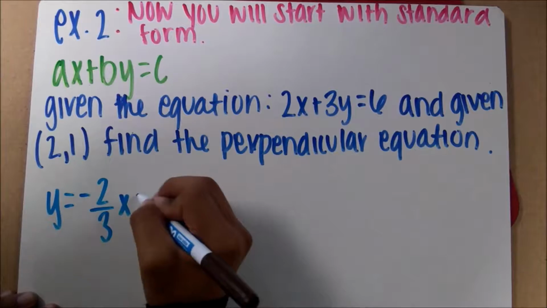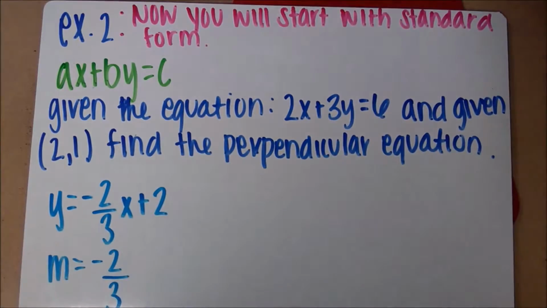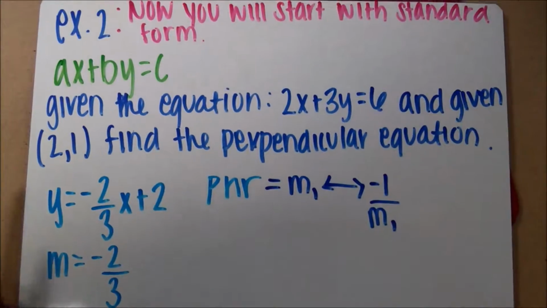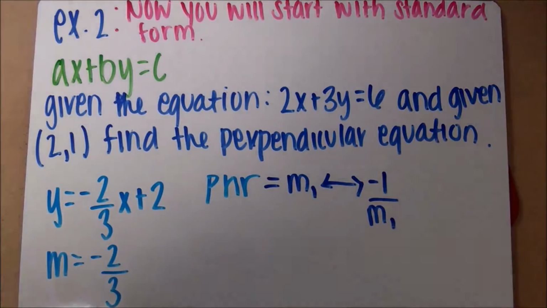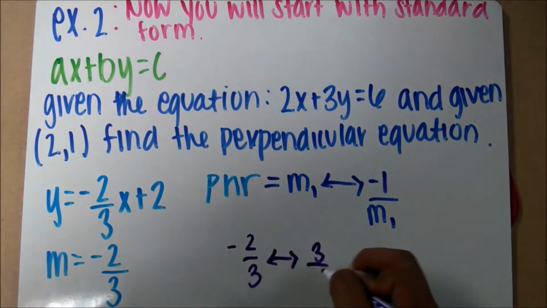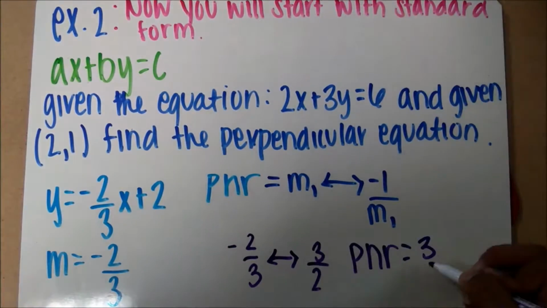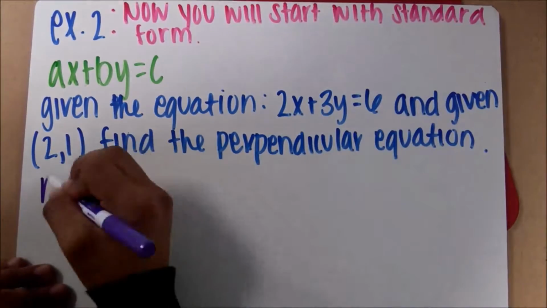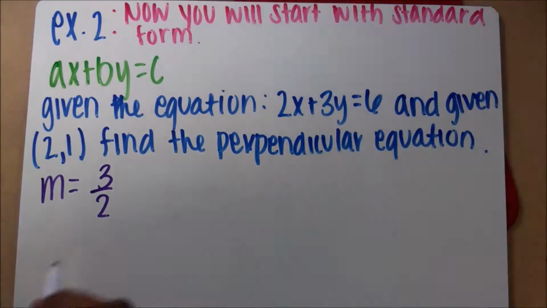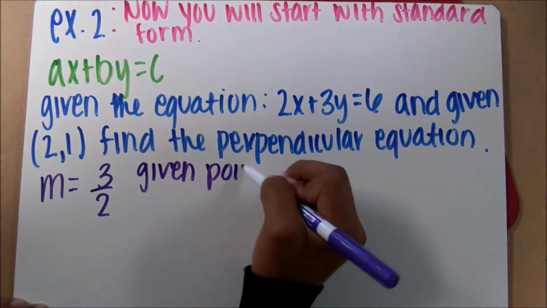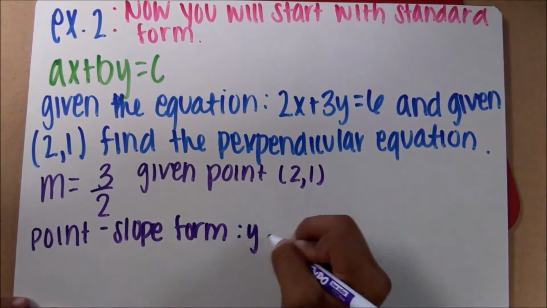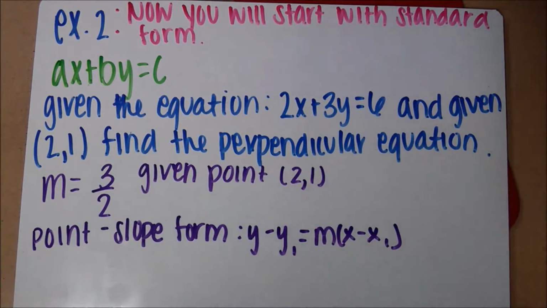Now that you've found the slope-intercept form and the slope of the linear equation, you need to find the perpendicular slope. To find the perpendicular negative reciprocal, you make your slope negative and flip it around with negative 1 over m1. Plugging in then gets a slope of 3 over 2. Now that you have the negative reciprocal slope, which is 3 over 2, and a given point of 2, 1, you will continue to find a perpendicular line.